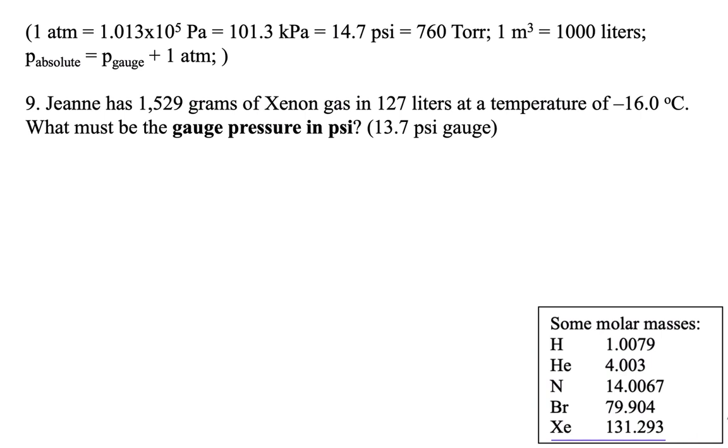I don't care what the gauge pressure is. Okay, fine. We're solving for pressure, I guess, right? And then we'll have to turn it into PSI, then we'll have to turn it into gauge pressure. Okay. So PV equals nRT. Let's solve for pressure first.